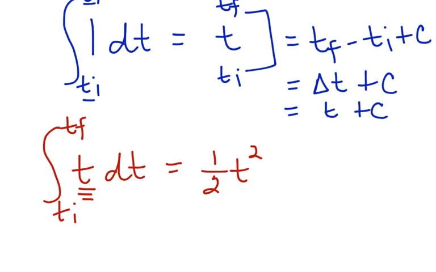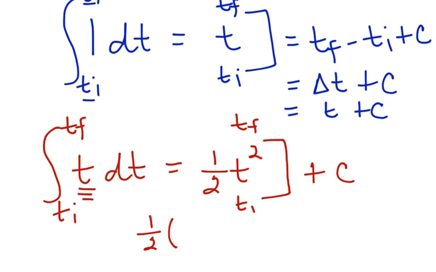Now all I have to do is evaluate this by plugging in the limits, and don't forget your arbitrary constant there. And I get an answer of 1/2 multiplied by the quantity of my final time squared minus my initial time squared, plus my arbitrary constant.